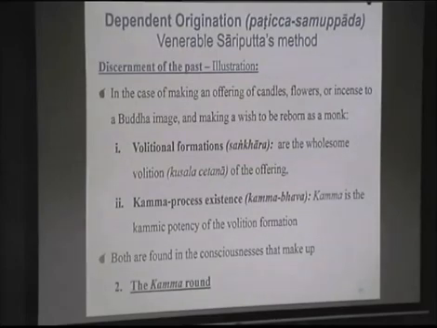When you make an offering of candles, flowers, or incense to the Buddha or to the monk, you make a wish to be reborn as a monk. So at the offering time, volitional formation, sankhara, is wholesome volitional formation. Kusala sankhara is the wholesome volition of the offering. Kamma process existence: kamma is the potency of the volitional formation. This one is very difficult to explain. When you practice, you will understand it. The kamma potency and the volition are both found in the consciousnesses that make up the kamma round.